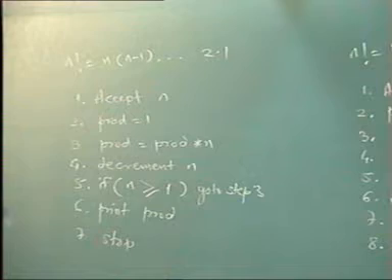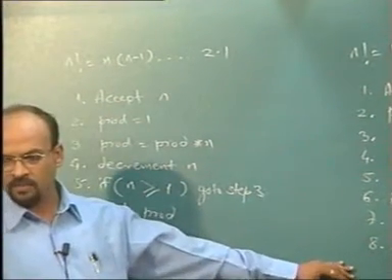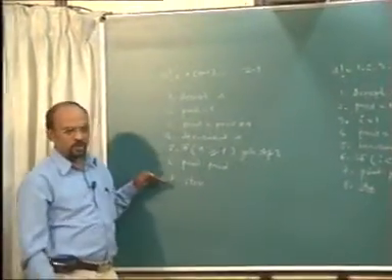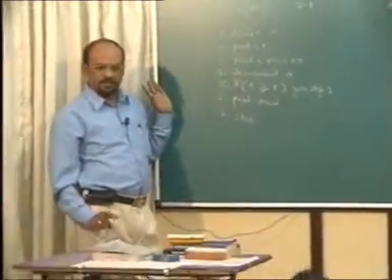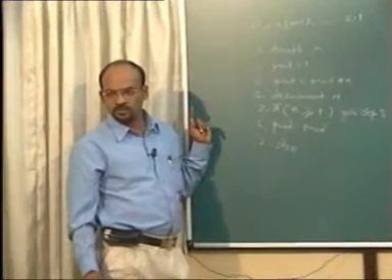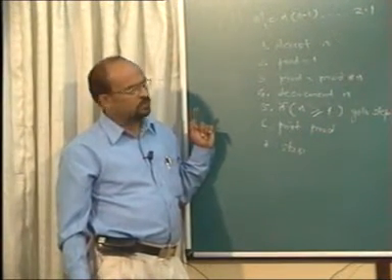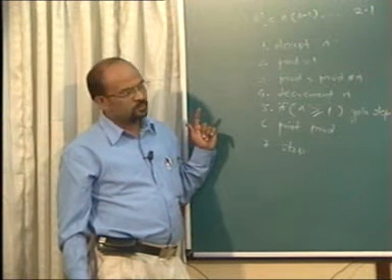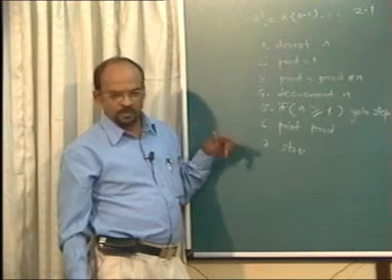Both of them are okay. The advantage over here is I am not losing n. Here n becomes 0. Both of them are containing the same value of the factorial. Okay? Right? Make a note.